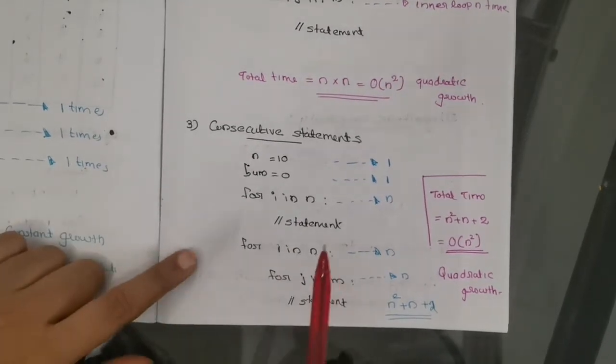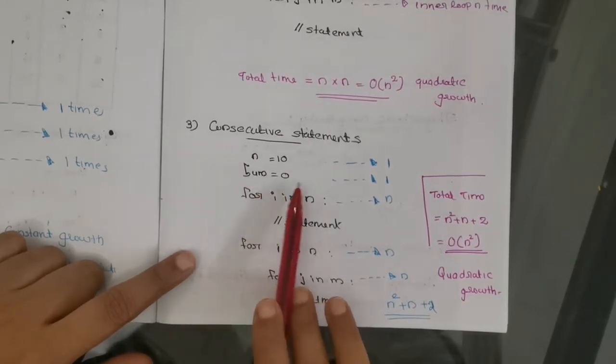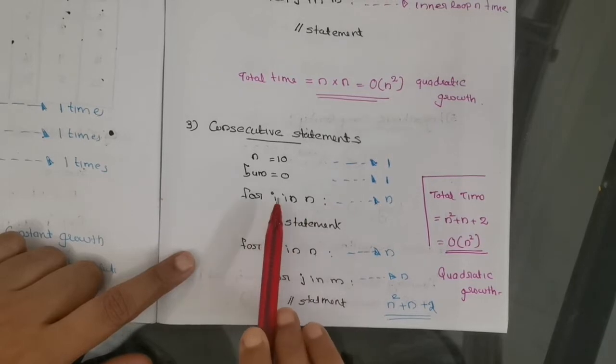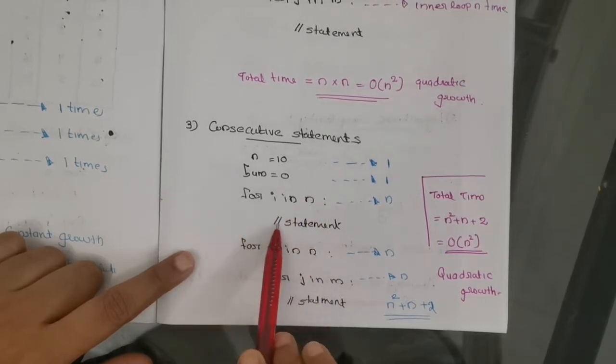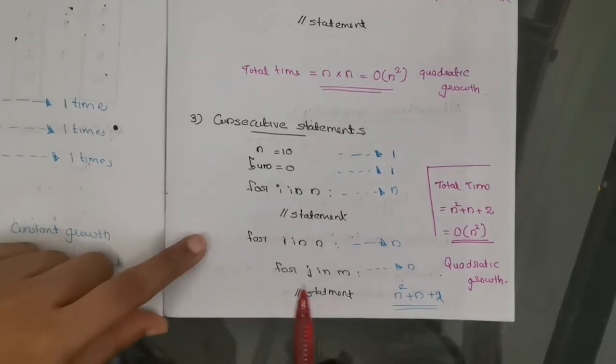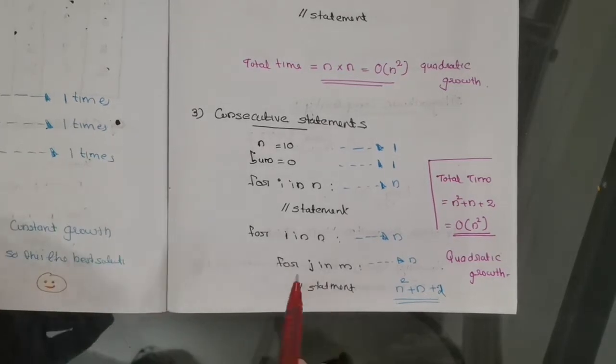There is a program with n equal to 10, and the sum I assign to 0. The first loop will execute with i from 1 to n, and the statement will execute. And the second loop is a matrix. For example, just remember the second will be a matrix.